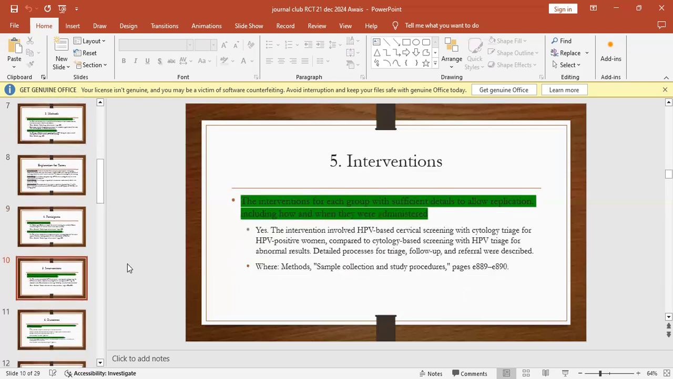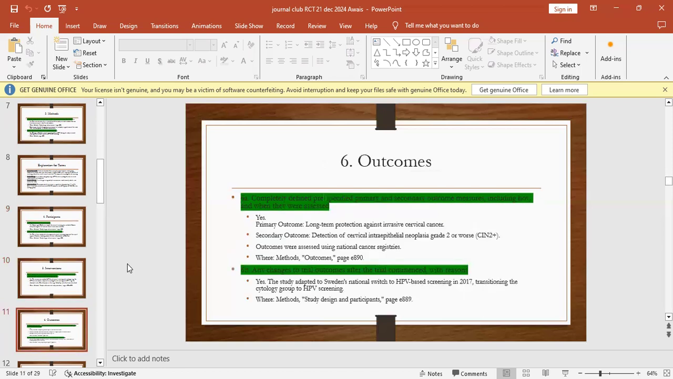Interventions. The intervention for each group with sufficient details to allow replication, including how and when they were administered. Yes, the intervention included HPV-based cervical screening with cytology triage of HPV-positive women compared to cytology-based screening with HPV triage for abnormal results. Detailed processes for triage, follow-up, and referral were described.